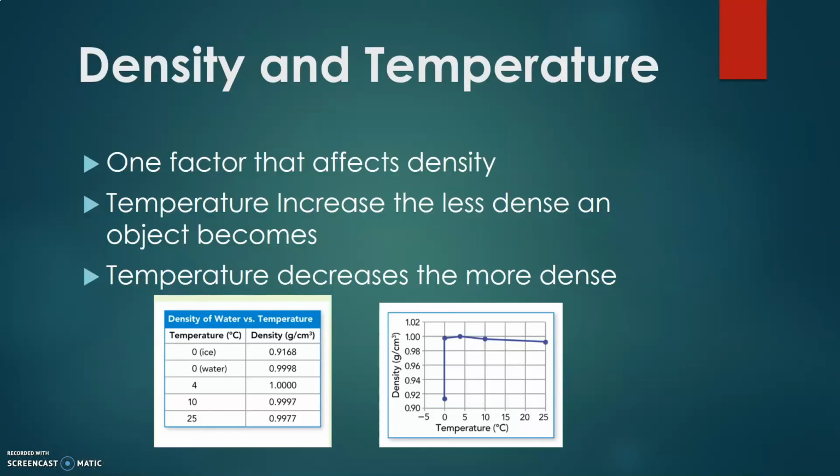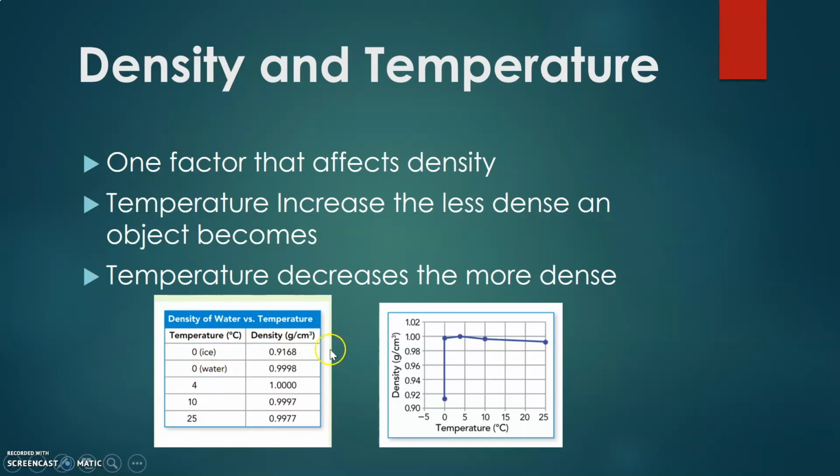All right, there's not many things that affect density, but one thing is temperature. It does affect density. As the temperature increases, the less dense an object becomes. As the temperature decreases, the more dense it becomes. So you can see we have a chart, and this is in your textbook, of density of water versus temperature. So we have 0 degrees here, and it shows the density.